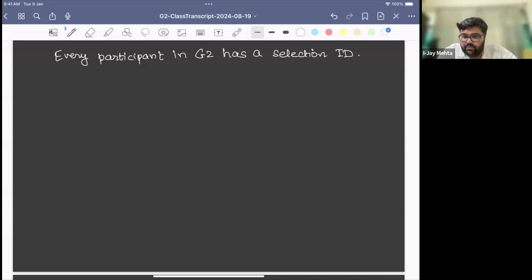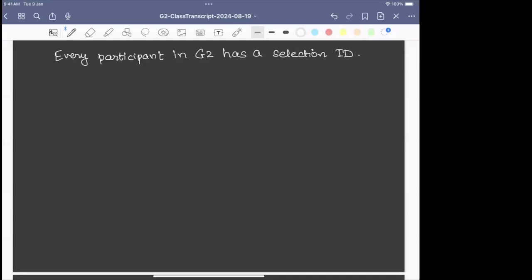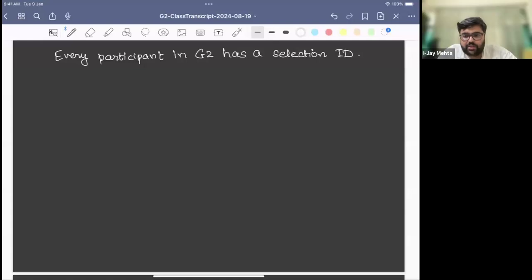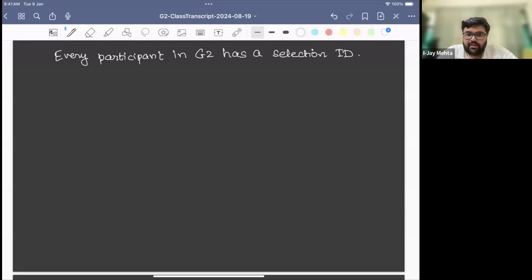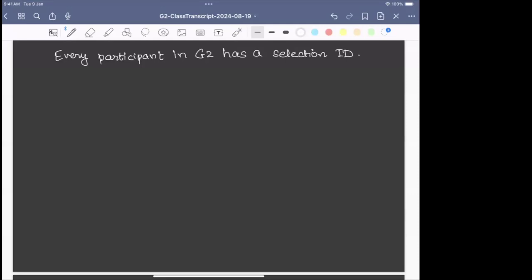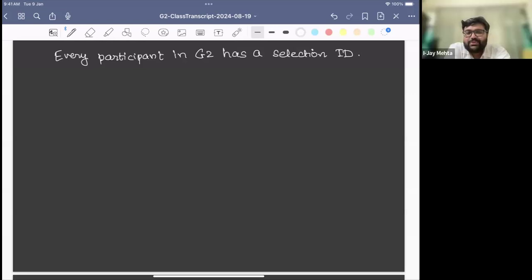Akanksha, room number 5. Yes, sir. You think it is true? Yes, sir. Everyone has a selection ID. What is your selection ID? My selection ID is 78. Yes, sir, you are the co-host of this session, so you have a selection ID. So do you think it is true? I am saying everyone in G2 has a selection ID. Will it be correct or incorrect?